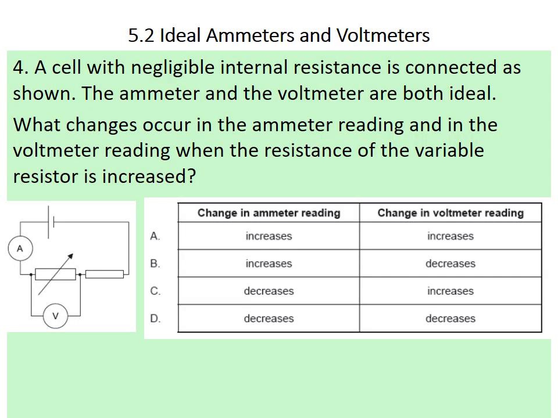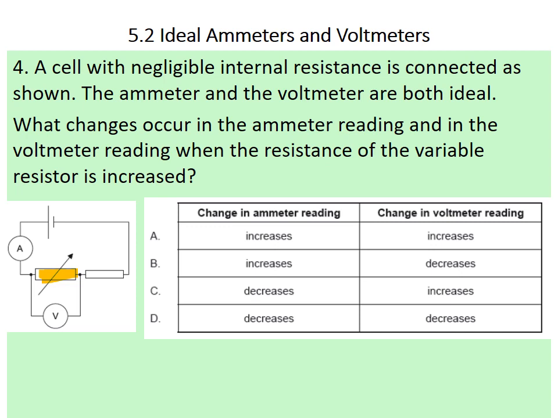A cell with negligible internal resistance is connected as shown. The ammeter and the voltmeter are both ideal. What changes occur in the ammeter reading and in the voltmeter reading when the resistance of the variable resistor is increased? So the variable resistor is this thing right here that is connected to the voltmeter.